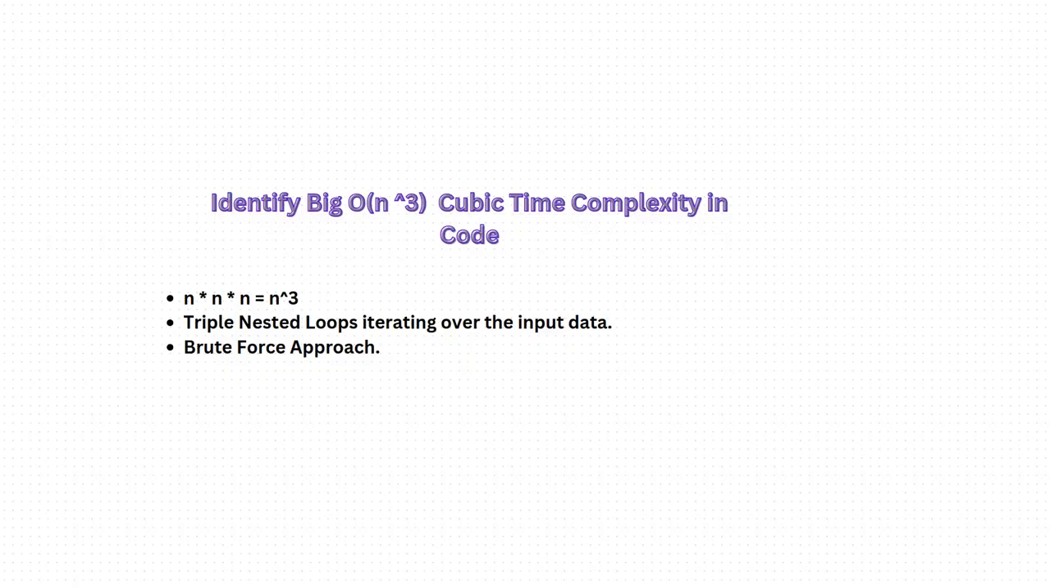The next big O notation we want to talk about is the big O of n raised to power 3, which is the cubic time complexity. So how do we identify the big O of n raised to power 3? This is pretty straightforward. As you can see here, this is n multiplied by n multiplied by n, which gives us what? The value of n raised to power 3. So this is triple nested loop iteration over the input data. This is also a brute force approach.